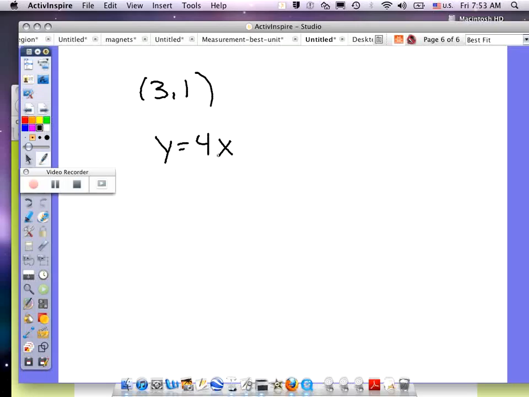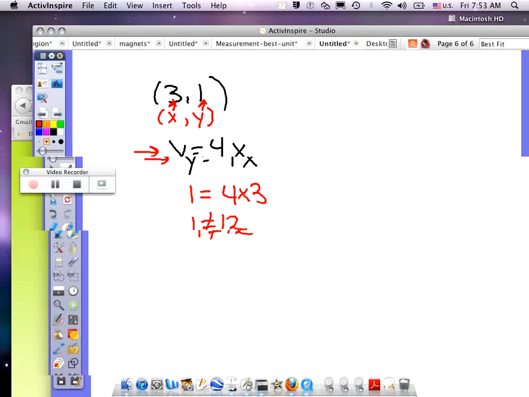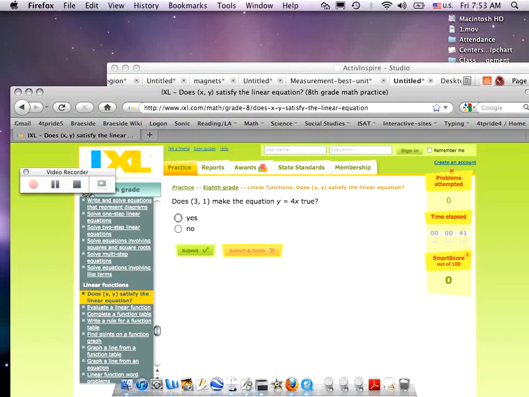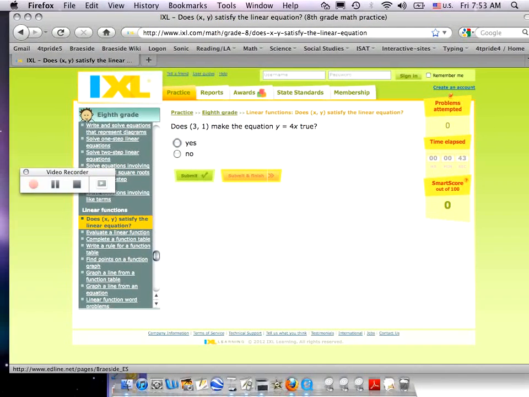True. Well, remember, all coordinates are written as x, y. So it's saying when x is 3 and y is 1, does this make a true statement? Well, does 1 equal 4 times 3? That is not true. 4 times 3 is 12, and I know that 1 does not equal 12. So the answer to this question would be no.